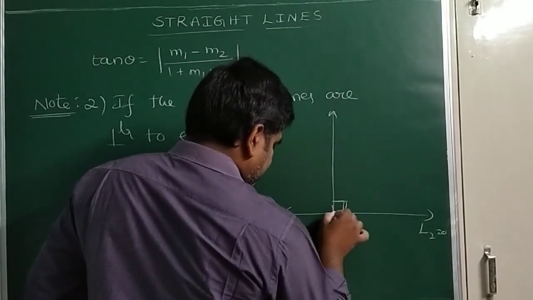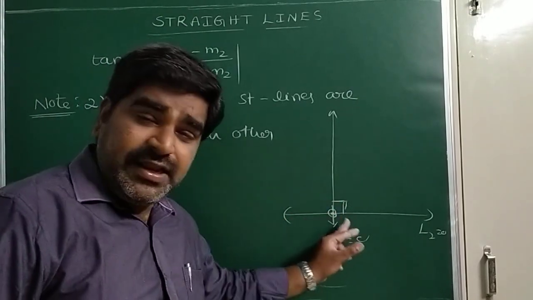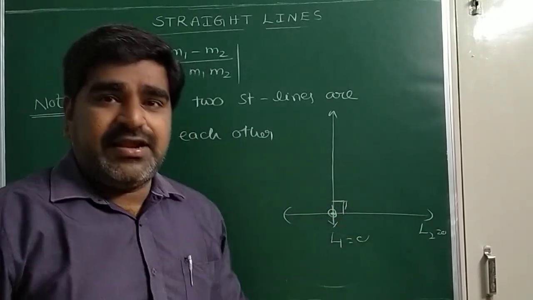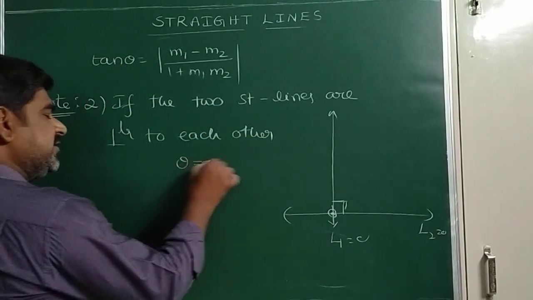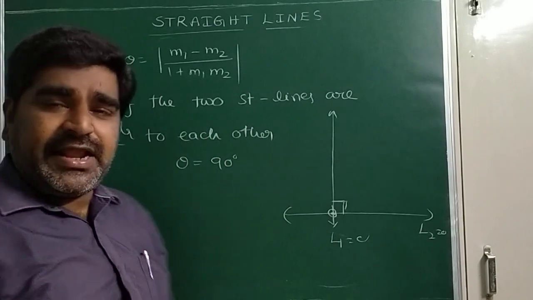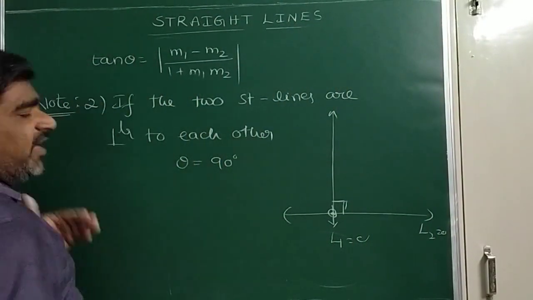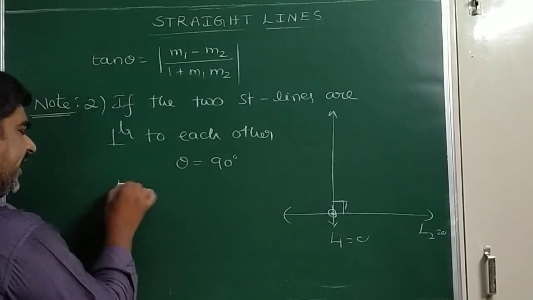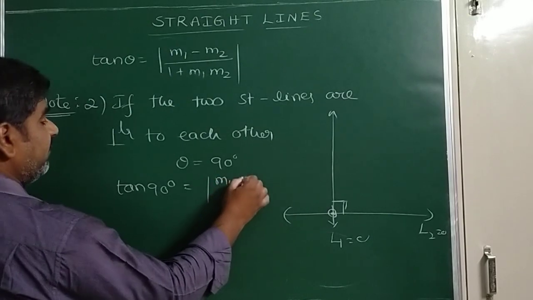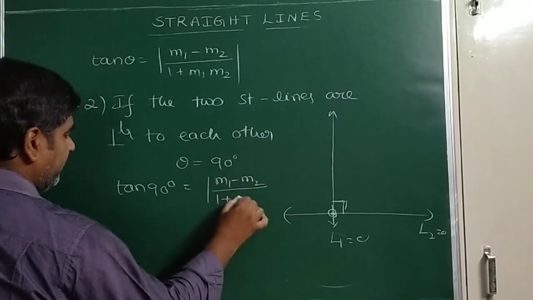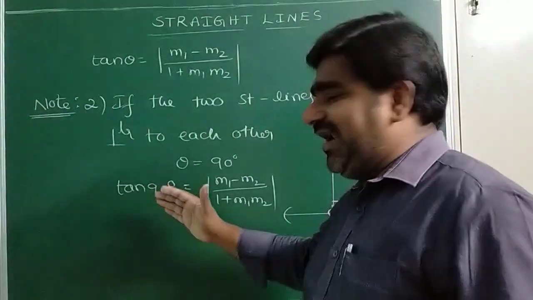Now these two lines are intersecting here, and the angle at the point of intersection is 90 degrees, because the two lines are perpendicular to each other. So here theta is equal to 90 degrees. Once again, I am going to replace this theta in the formula. So tan 90 degrees is equal to modulus of (m1 minus m2) by (1 plus m1 m2). And as you all know, tan 90 is not defined.